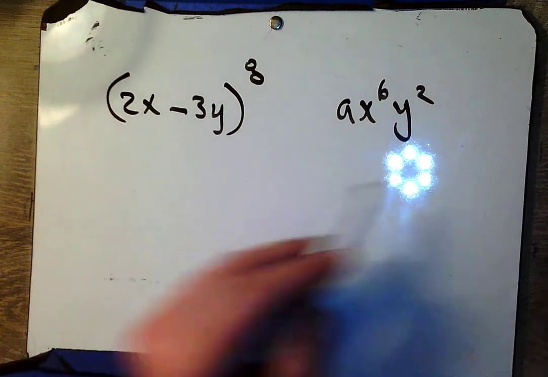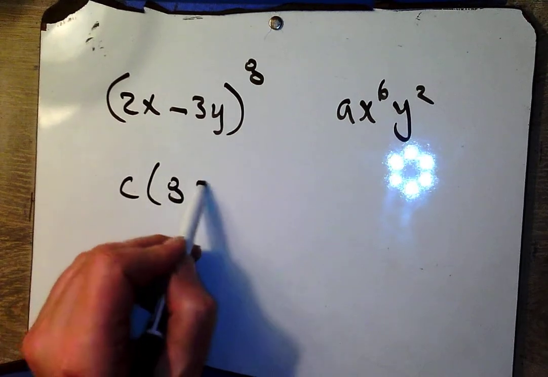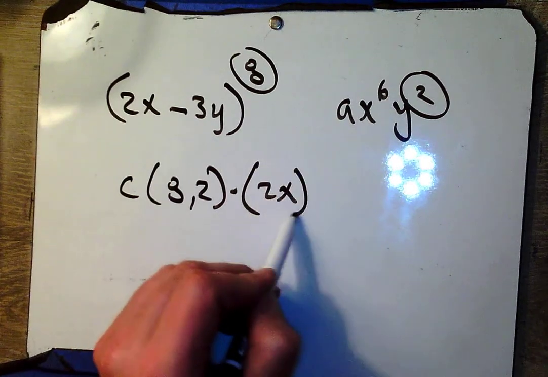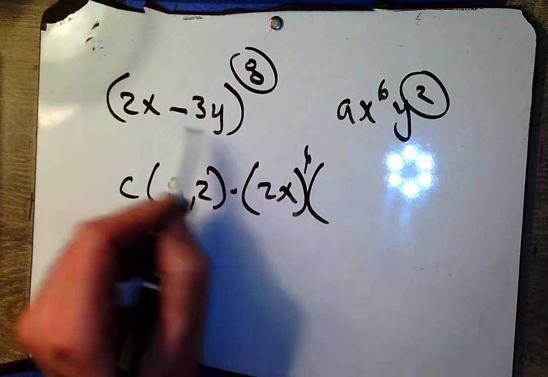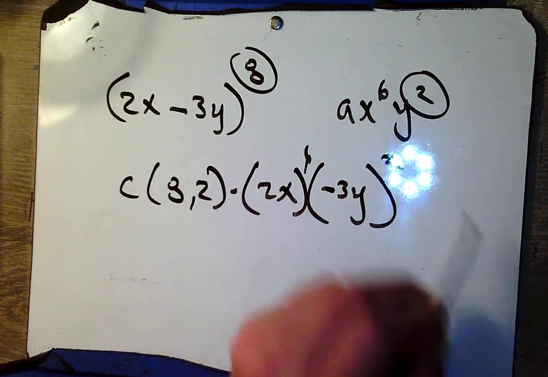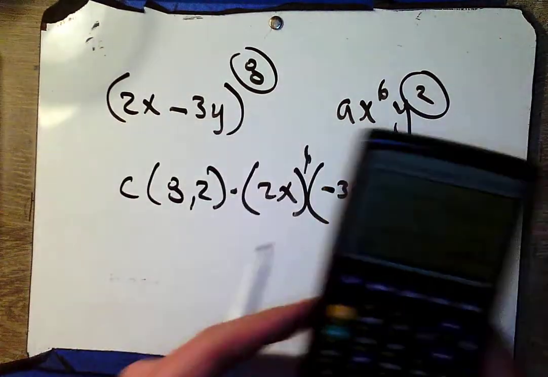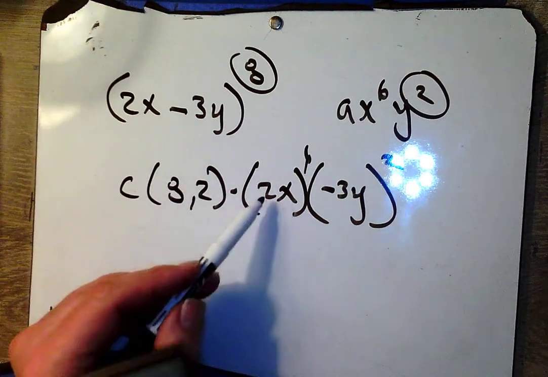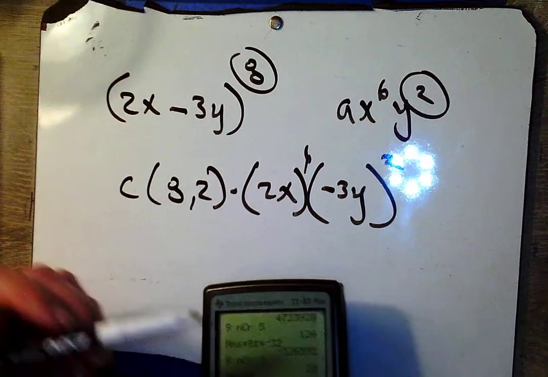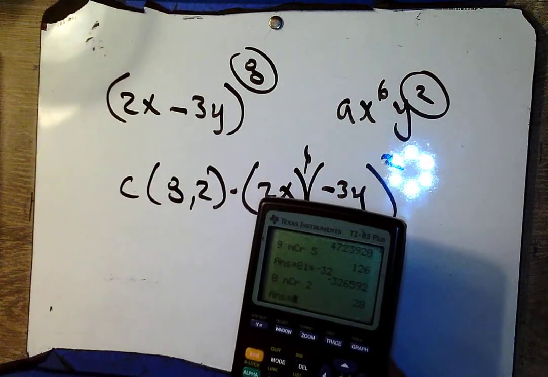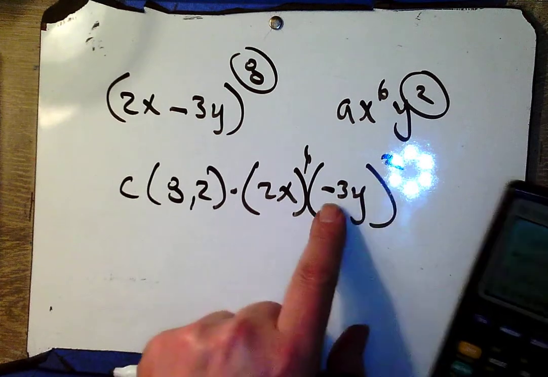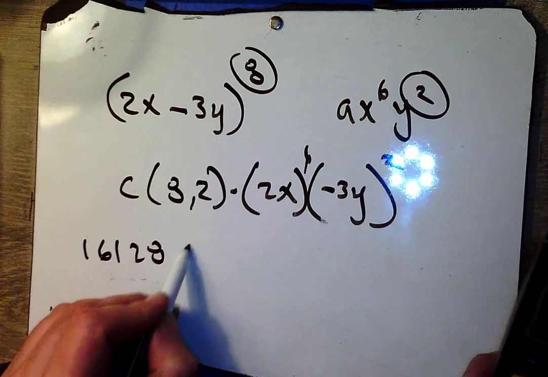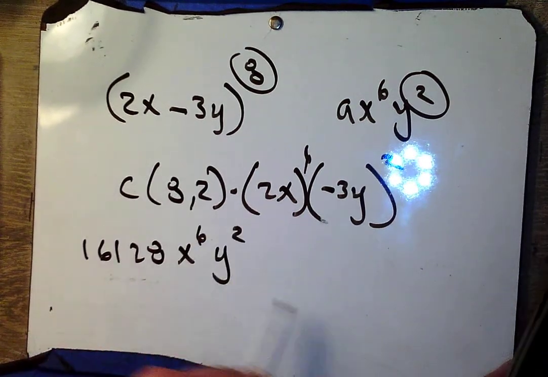All right, so we know this is going to be a combination of 8 choose 2. There's the 8, there's the 2, times 2x to the sixth times minus 3y to the second. Okay, 8 choose 2 times, that's by the way 28, times 2 to the sixth, which is 64, times negative 3 squared, which is 9. And I get 16,128 x to the sixth, y to the second.